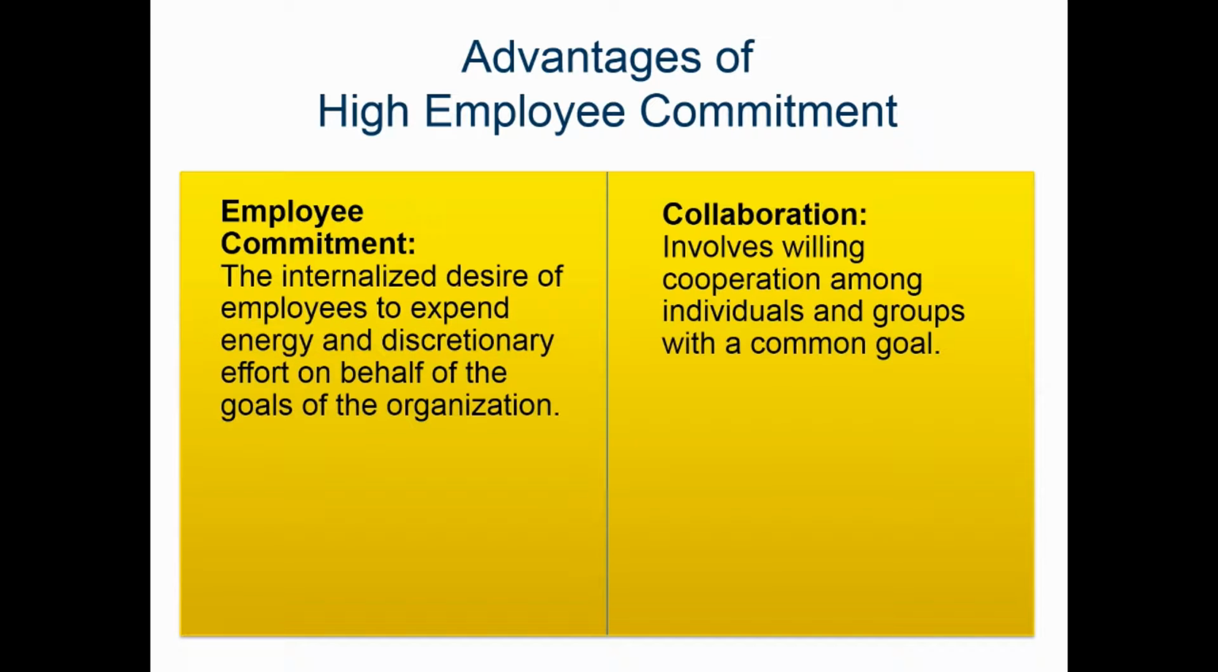When we have high levels of employee commitment, we're going to see higher levels of collaboration as well. And this becomes a willingness to cooperate between individuals or between teams and working towards a common goal. So we tie in some of the concepts we've looked at already. Employee commitment usually indicates alignment, collaboration is empowerment and autonomy.